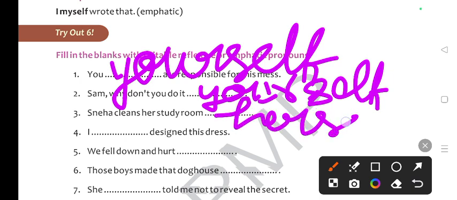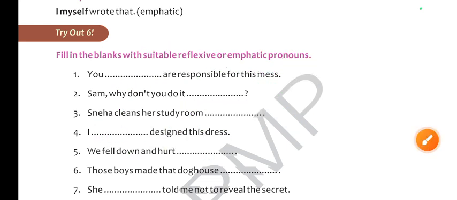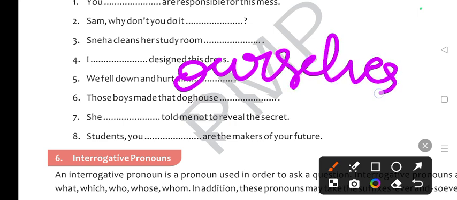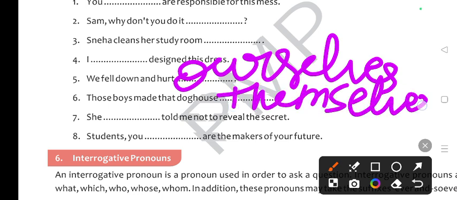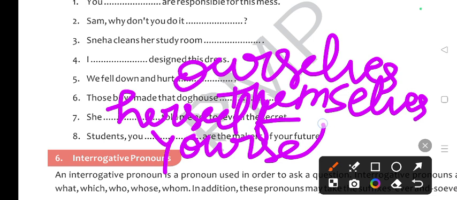Sneha is a girl, so we'll use herself for that. Now I myself, so we'll write here myself. Now next question, we fell down and hurt ourselves, so we'll write here ourselves. Next is these boys made that dog house themselves. So we'll write here themselves. Now next is she herself told. So we'll write here herself. Okay. Next student, you yourselves. Because these are plural, we'll write here yourselves are the makers of your future.